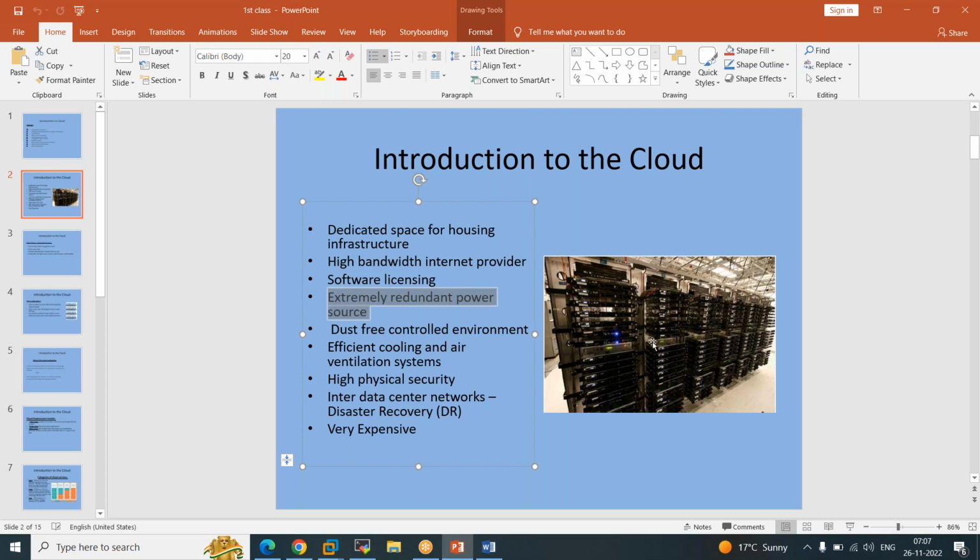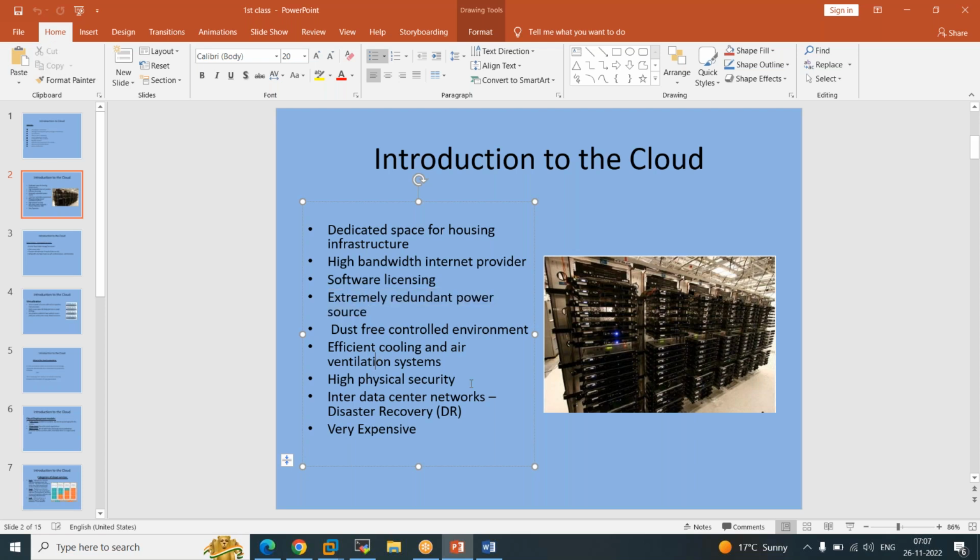Dust-free controlled environment within the data centers. Servers will run 24 by 7, 365 days. When it is not maintained well within the data center area, without being dust-free, when you reboot the machine, it won't reboot because of the dust accumulated in the CPU fan and the RAM. You have to clean up and start. So all that is something you definitely have to take care of before things go bad.